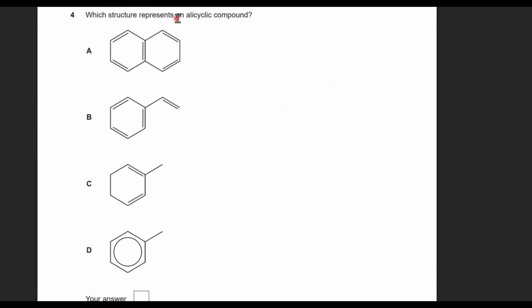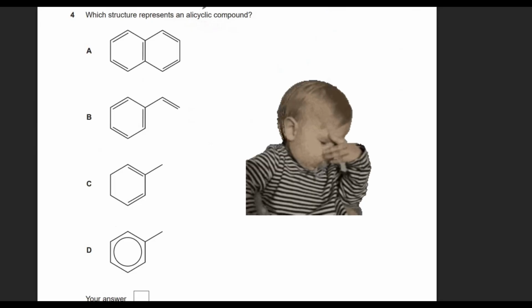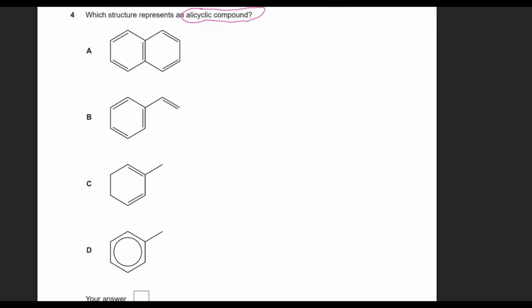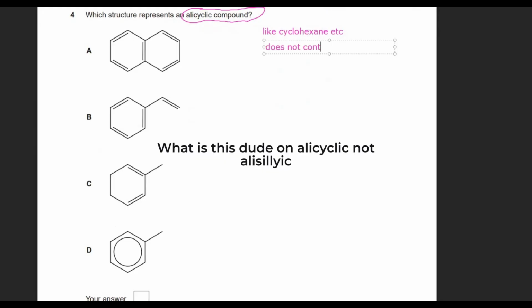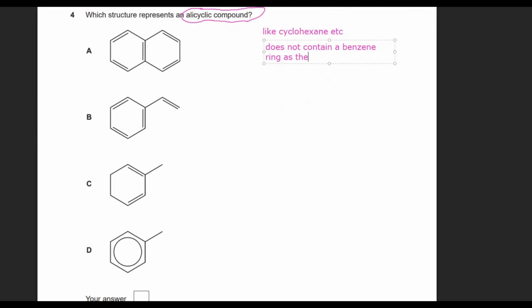Right, question 4. Which structure represents an alicyclic compound? Anyway, which one is an alicyclic compound? So we have to ask ourselves, what is alicyclic? These are things like cyclopentane, cyclohexane, cyclopropane. They have a ring of carbon atoms in their structure, but they do not contain a benzene ring. You might know the name for compounds that contain a benzene ring. They're known as aromatics. So they have the delocalized benzene ring. Alicyclics are just standard cycloalkanes, basically. They have a ring, but it's just a straight carbon ring. There's no delocalized ring inside.